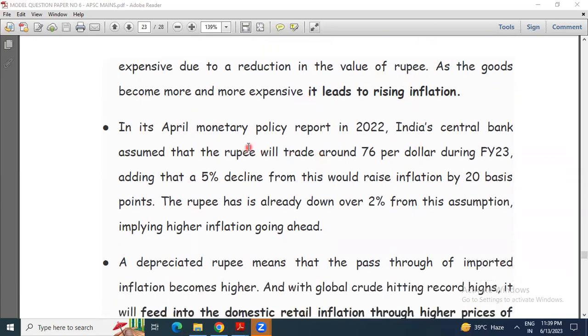In its April Monetary Policy Report 2022, India's central bank assumed that the rupee will trade around 76 per dollar during financial year 2023. Okay, but adding that a 5% decline from this would raise inflation by 20 basis points. The rupee is already down over 2% from this assumption, implying higher inflation is going ahead.